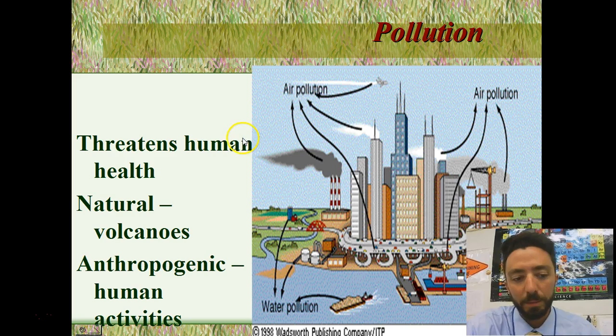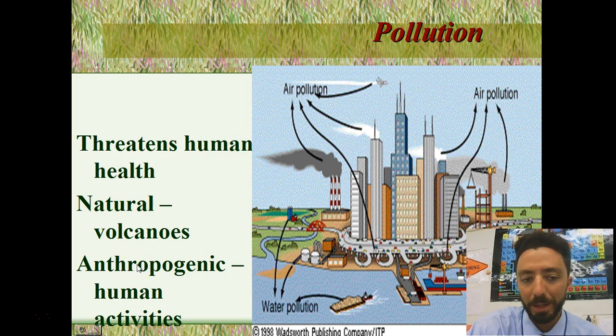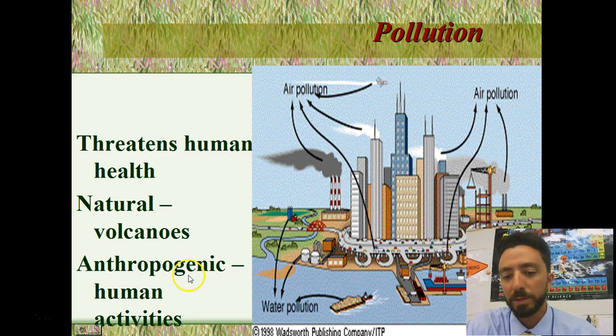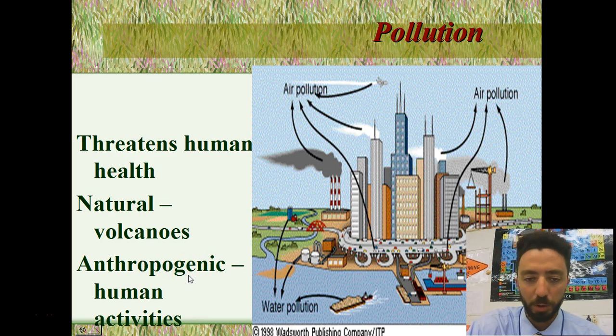Pollution, there are 2 main types of pollution. We've got natural pollution and anthropogenic pollution. Natural is things like volcanoes. We can't do too much to control them. Anthropogenic, anytime you see this, it means human generated. Anthro being human, genic meaning generated. And so those are our activities that generate pollution. We've got 2 types of them, point sources and non-point sources.